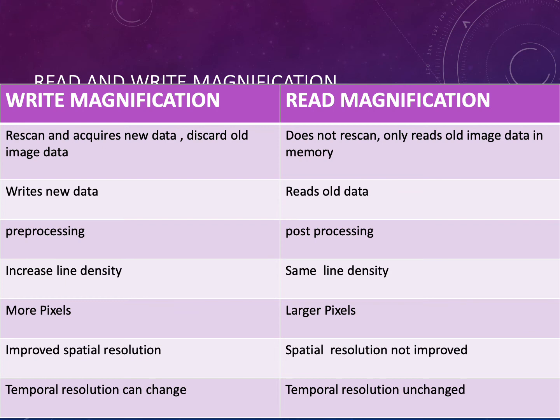Write magnification improves spatial resolution, and with read magnification you did not add any more pixels, so spatial resolution is not improved. With write magnification, temporal resolution can change. With read magnification, temporal resolution is unchanged. Why can temporal resolution change with write magnification? If you decrease the depth to a shallower depth, you increase the frame rate and increase the temporal resolution. Here, remember, we're not doing anything with read magnification. We're not touching the depth or the scale key. We're just using the zoom key, so the temporal resolution is unchanged.